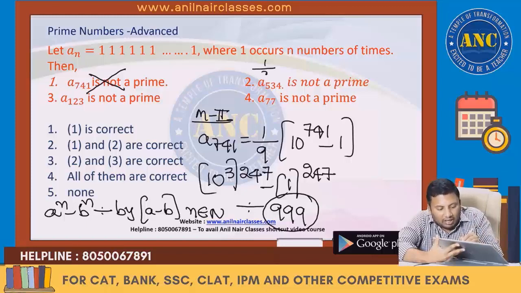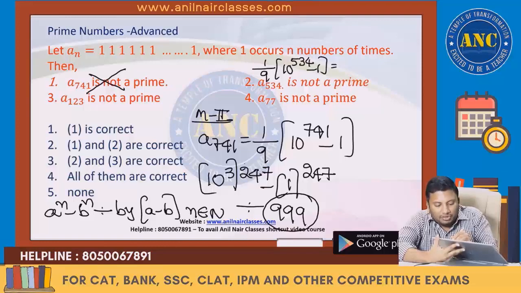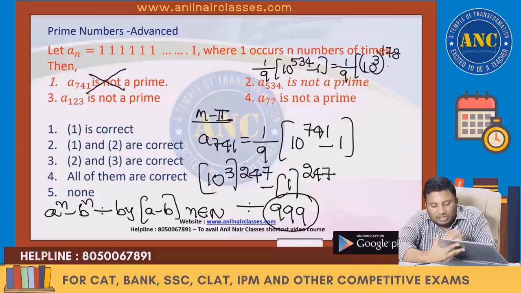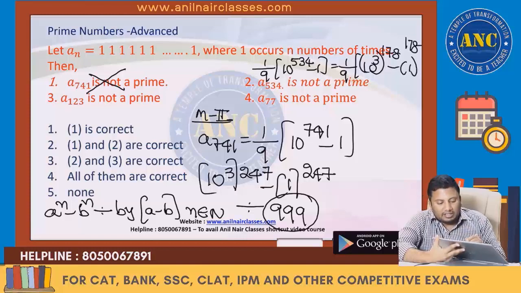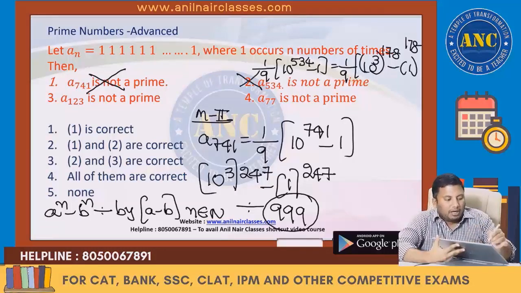Similarly, the second one can be written as 1 by 9 into 10 power 534 minus 1. This is 1 by 9 into 10 cube power 178 minus 1. Again it is not a prime number. Here also it is not a prime number.